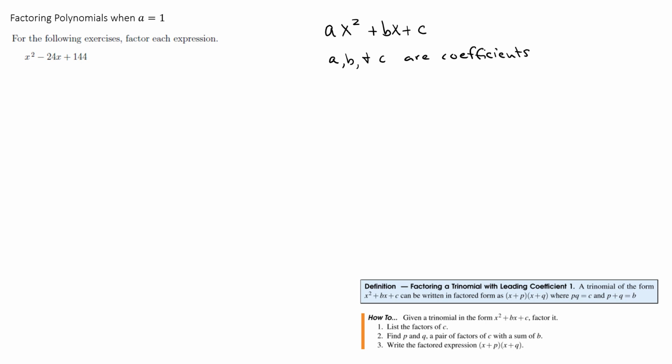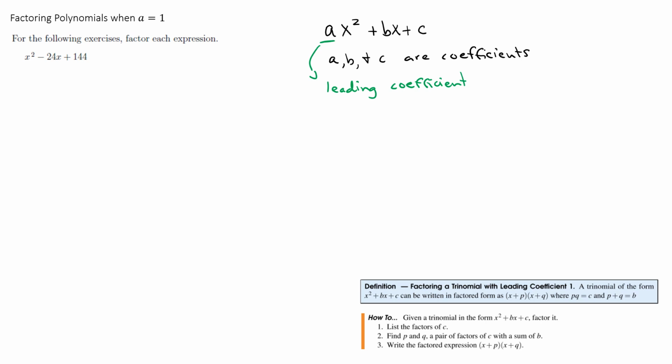So when our leading coefficient is 1, and in this case it is 1, then we'll use this form here. We want to be able to factor this as x plus p, x plus q, where pq is equal to c and p plus q is equal to b. So let's go ahead and look at an example here. We want to list all of the factors of c. I've got that a is 1, b is negative 24, and c is 144.